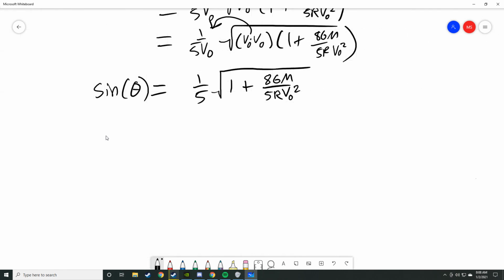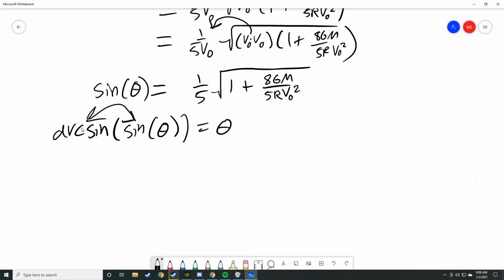We have sine of theta. How do we solve for theta? Well, we can use our inverse trigonometric functions, right? So arc sine of sine of theta is just equal to theta. These kind of undo each other, right? It's like raising e to a logarithm. They undo each other. They are inverse functions of each other.